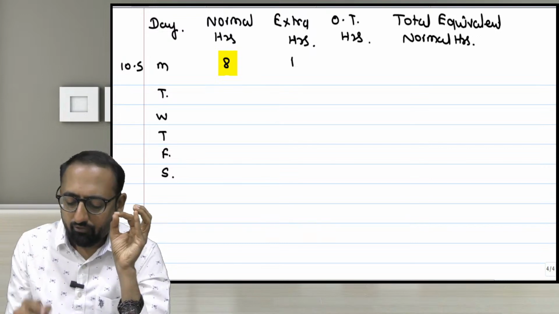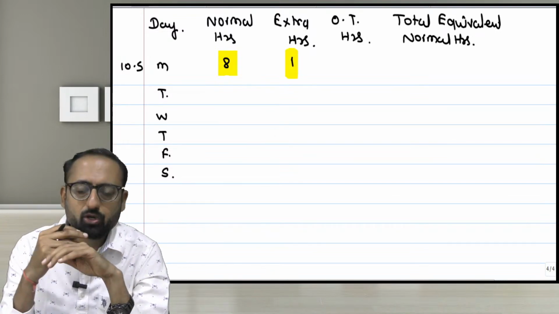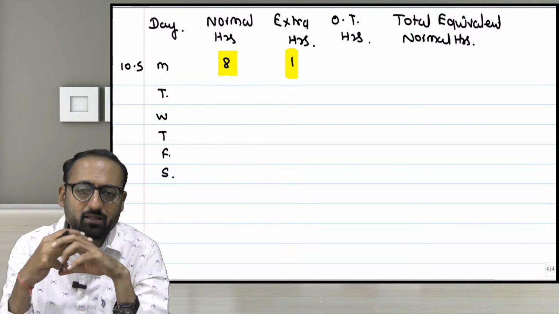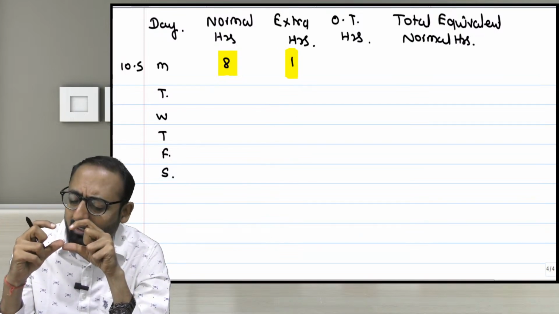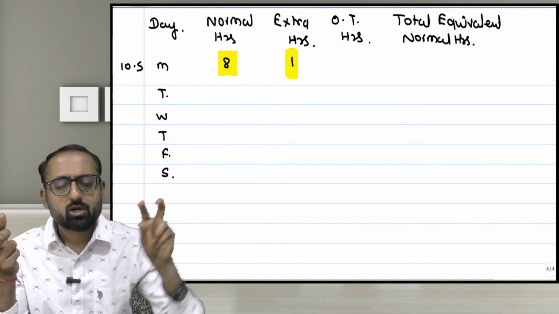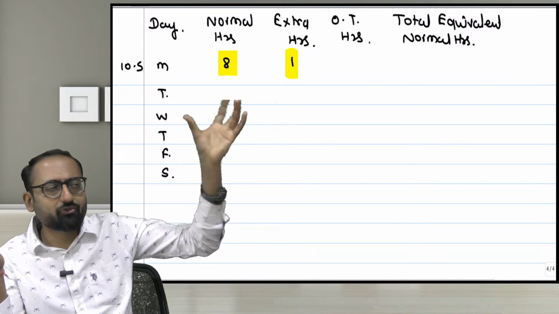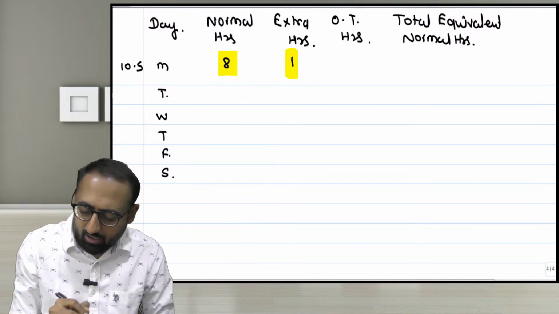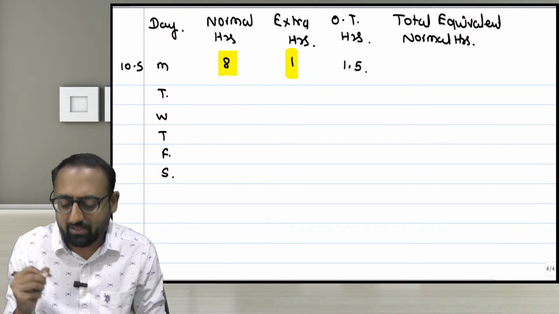For this extra 1 hour, you will not get any premium, because the Factories Act suggests that you are going to get overtime beyond 9 hours. So 8 hours is the normal hours of your organization, and 1 hour is the extra hour, for which you will not get any overtime. Now overtime hours will be 1.5 hours. Do you agree with this, sir?